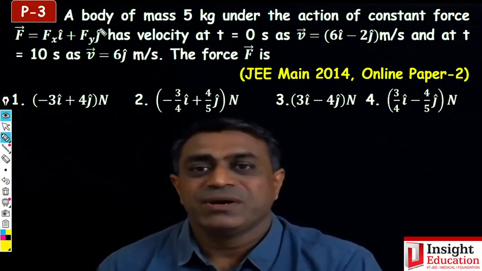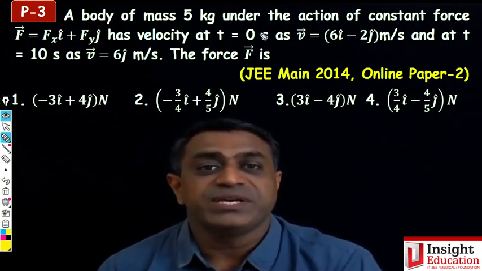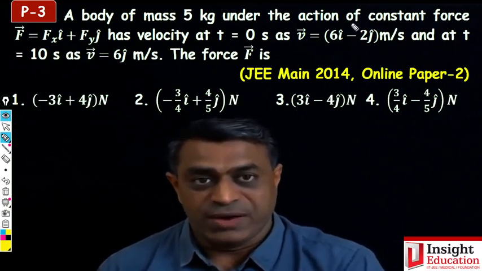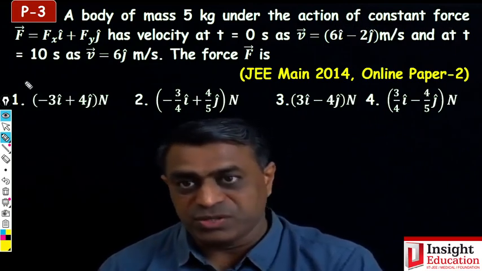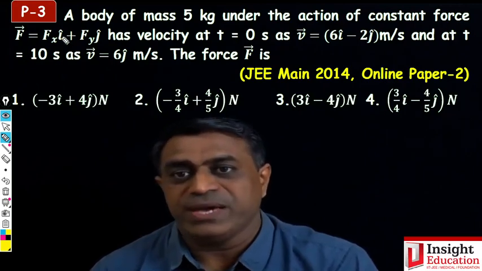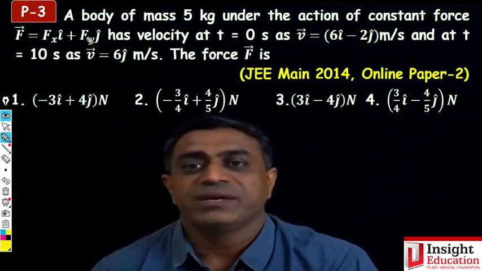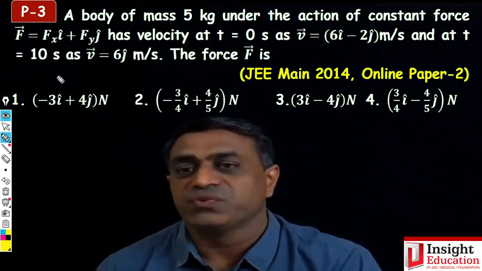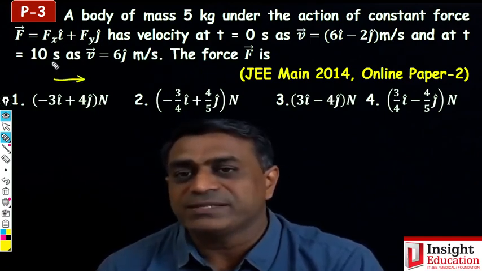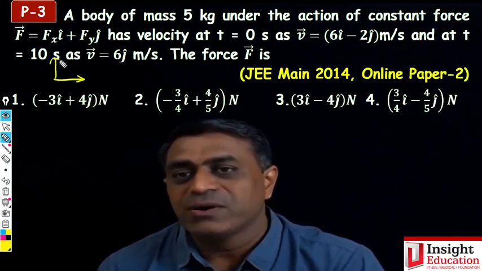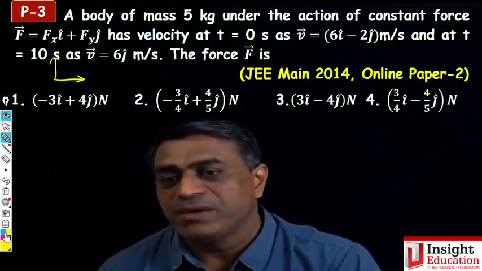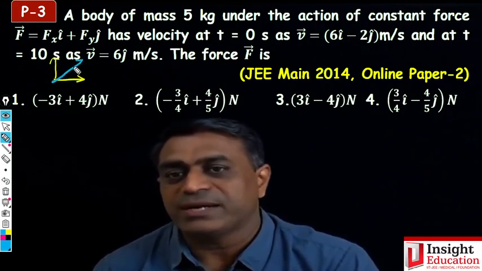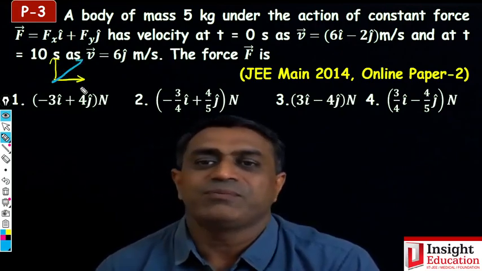Next: a body of mass 5 kg under the action of a constant force. Now it is written that the force is constant, so F is equal to Fx i plus Fy j. It means this force is a two-dimensional force. So force is acting along the x-axis as well as along the y-axis, so the force should be like this. Okay, so force is acting along the x and y plane.